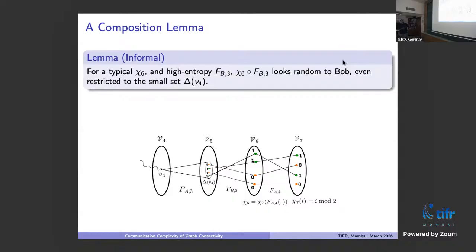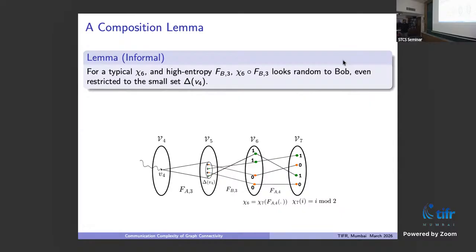I also put a formal statement because I think it's maybe of independent interest. So for a typical chi6, which is a typical coloring at this layer, and a high entropy FB here, the composed coloring looks random to Bob, even if you restrict it to small sets. Okay. So if you fix this coloring here of the vertex set into 1s and 0s, the randomness in FB is so high, it's like 1 minus epsilon n log n, that it guarantees that Bob sees that the paths that lead to 0 and 1 vertices are balanced, even when you restrict it to this n to the 1 minus epsilon.